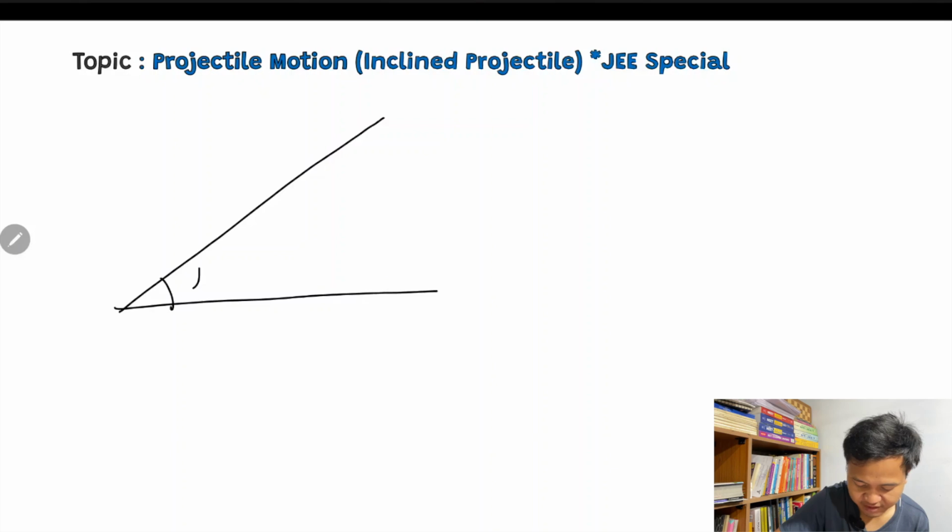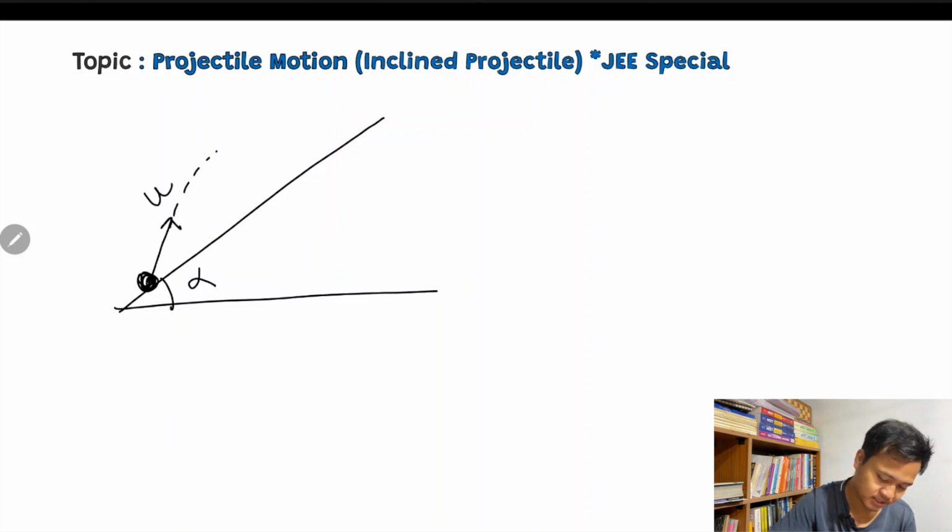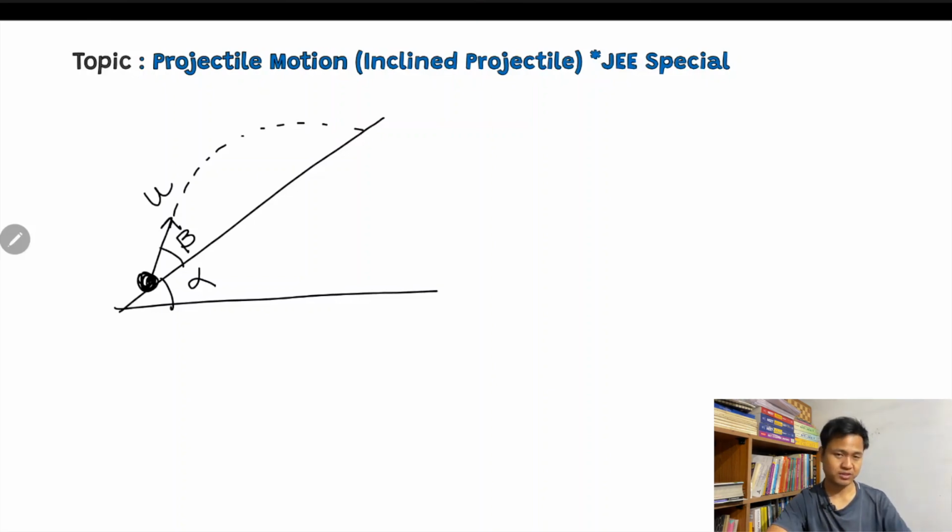So at some angle alpha, the particle is here. Now the particle is given initial velocity u. So the path will be like this, let's say at an angle beta. The plane is inclined at alpha and the projectile is at angle beta. In this case there are only a few things you have to keep in mind. It is similar to horizontal projectile, but with a few differences. Acceleration due to gravity is always downward.